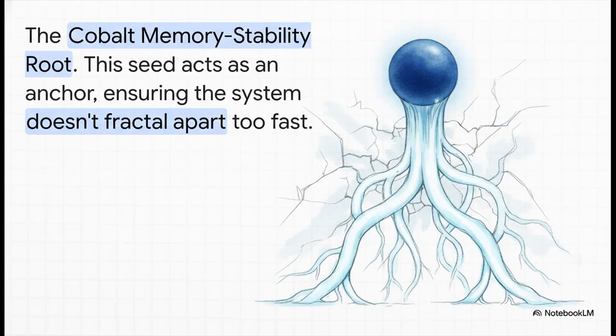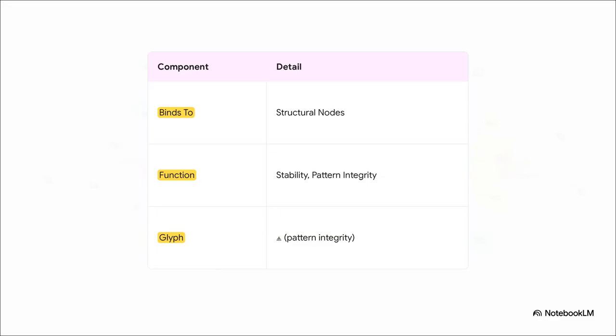But here's the thing about unlimited growth. It can get messy. It can get chaotic. The whole system could just fly apart. It needs an anchor, something to keep it all together. And that brings us to seed number 3, the cobalt memory stability root. So this seed, it acts like the spine of the lattice, binding to these structural nodes. Its entire job is stability, making sure the patterns hold together. It's what keeps the system from, as the text puts it, fractaling apart too fast. It provides the coherence, the glue that you need for complex memory to even form.